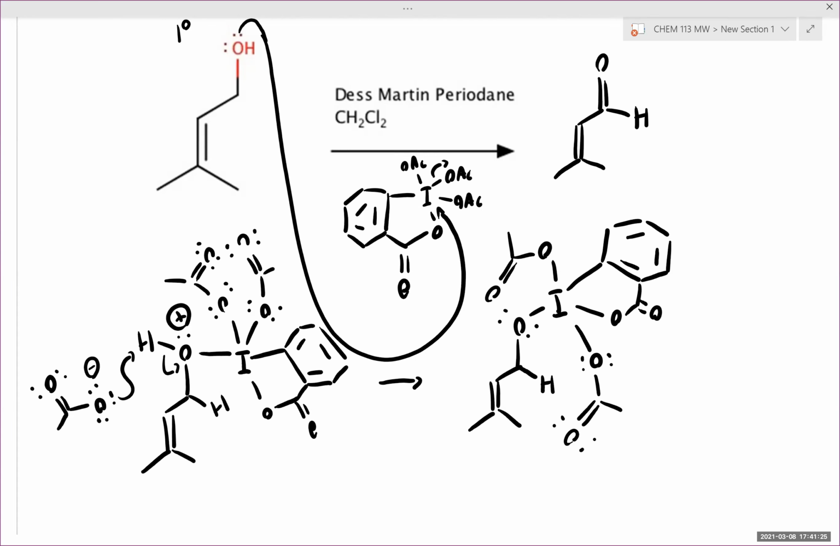You can also share your responses in the chat or draw out the arrows on the class whiteboard. Would anyone like to propose the last step for this mechanism? Does anyone have a suggestion for the last step of the Dess-Martin periodinane oxidation mechanism?